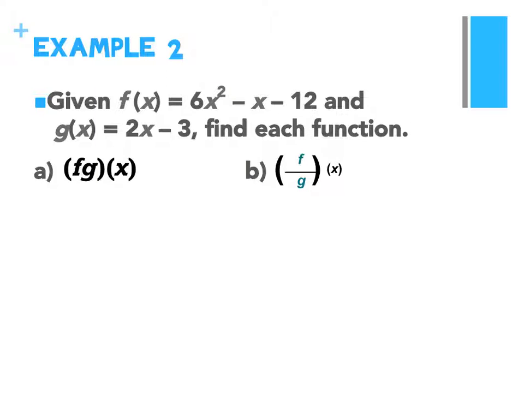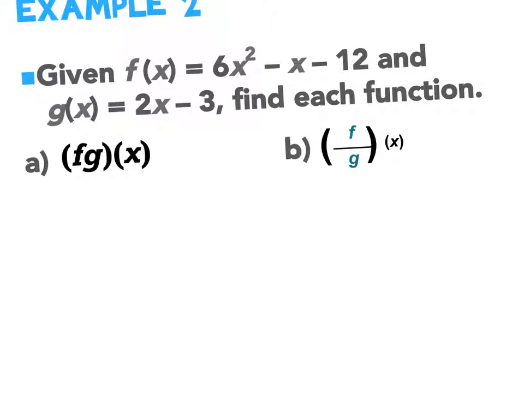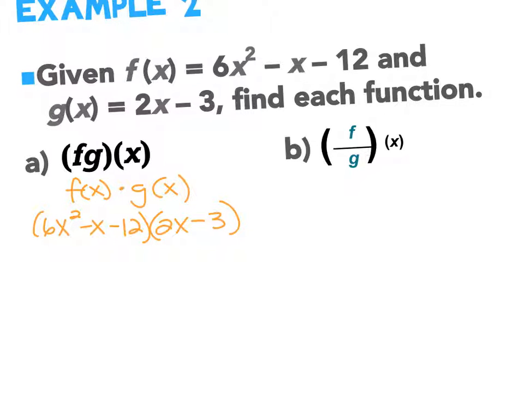Okay, so now, given f of x is 6x squared minus x minus 12, and g of x is 2x minus 3, find f times g. So this is f of x times g of x, which is 6x squared minus x minus 12 times 2x minus 3. And then the fun begins, because you get to FOIL this out, right? So I get to multiply 6x squared by 2x, and then by negative 3. So 12x to the third minus 18x squared.